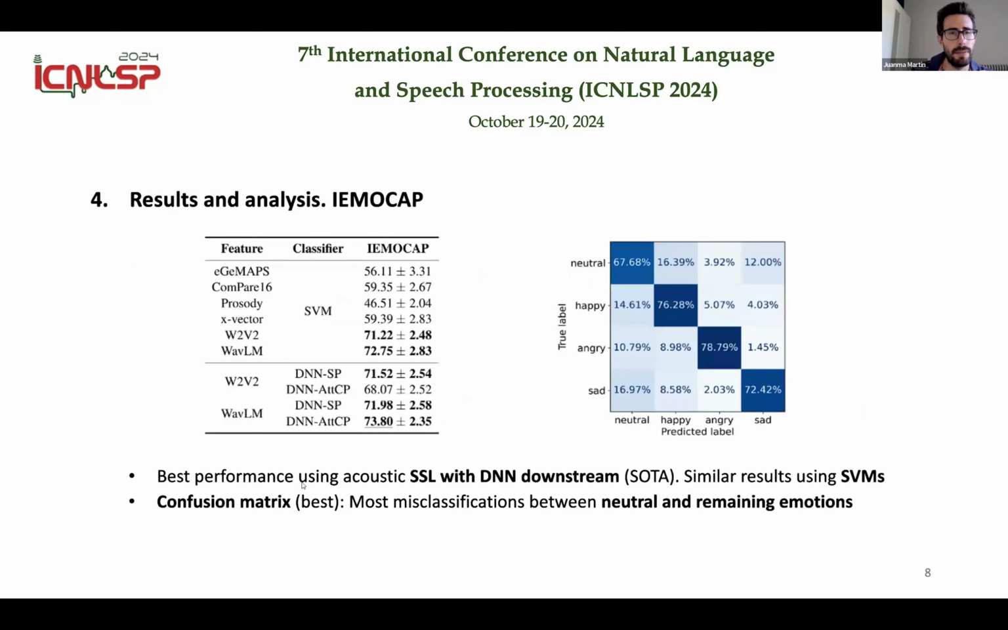The results for the IEMOCAP database show that the best performance is obtained using the acoustic self-supervised learning models, with very close results even for the support vector machine or the neural network classifiers. In that case, for these last models, we obtain similar results to the state-of-the-art models, considering only the speech signal. To obtain more insights about the results, for the best model we show here the confusion matrix, where we can see that most of the misclassifications happen between the neutral and the remaining emotions.